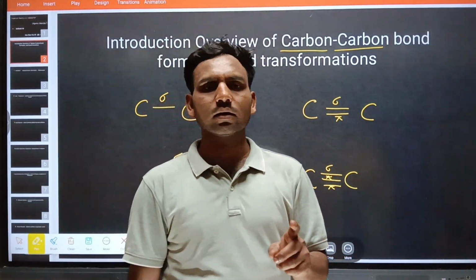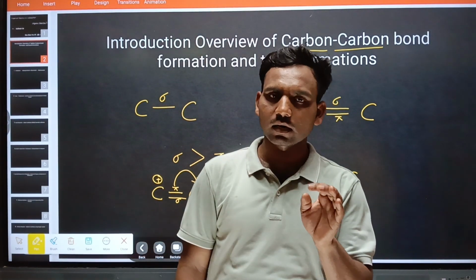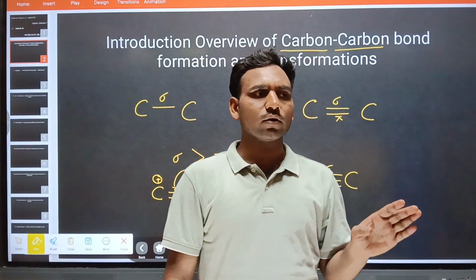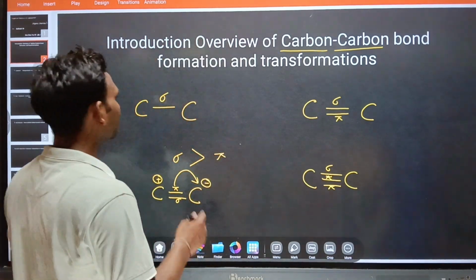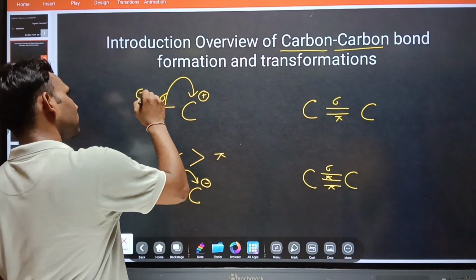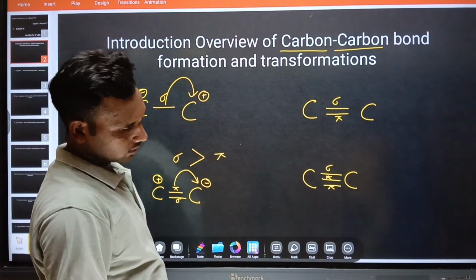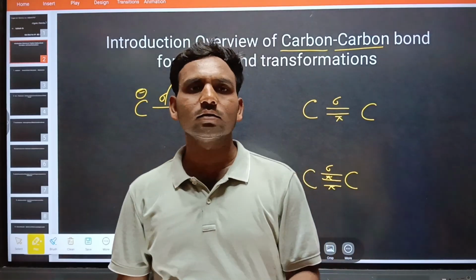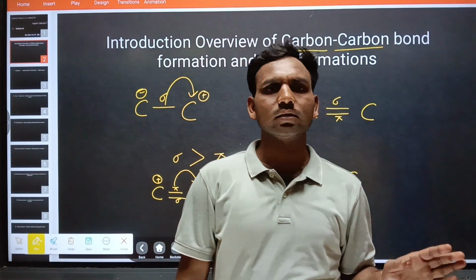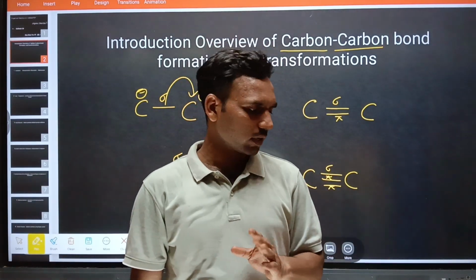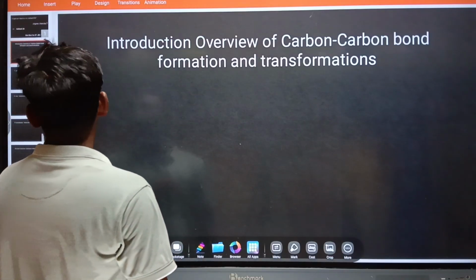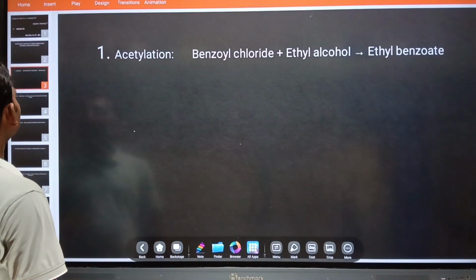When the sigma bond dissociates, the dissociation is the same: it forms a carbocation and a carbanion. Sigma bonds and pi bonds dissociate in this way in organic reactions generally. So I will move to the second slide.